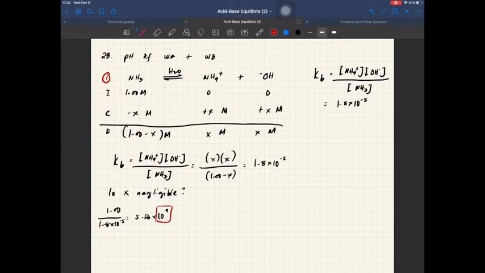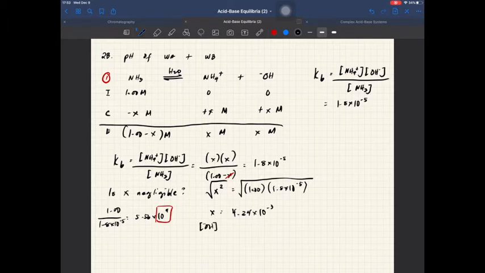And since X is negligible, we can just cancel this one, and we get X squared is equal to 1 times 1.8 times 10 to the negative 5. You just take the square root of both sides and you get a value equal to 4.24 times 10 to the negative 3. Take note that this value is equal to the molar concentration of hydroxide. So therefore, the concentration of hydroxide is also 4.24 times 10 to the negative 3 molar.